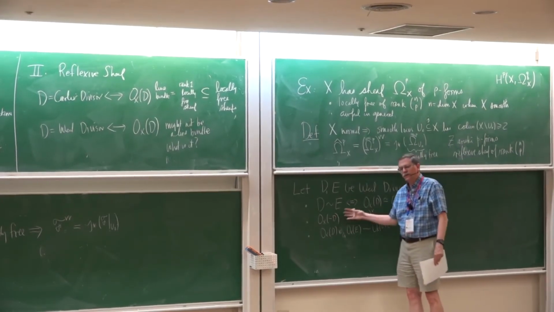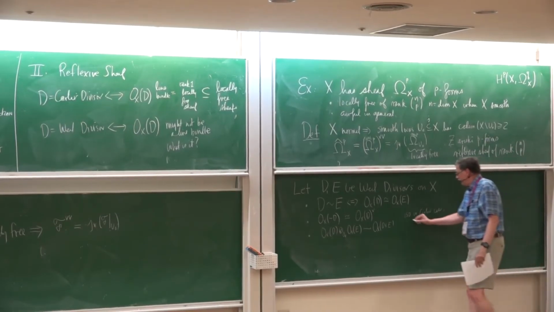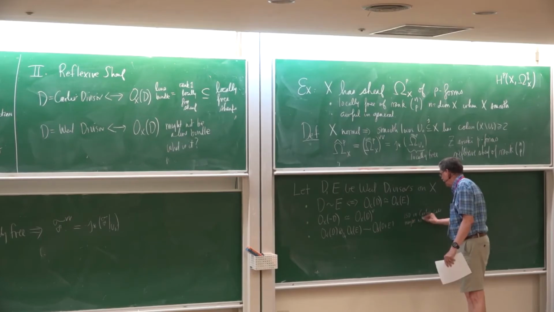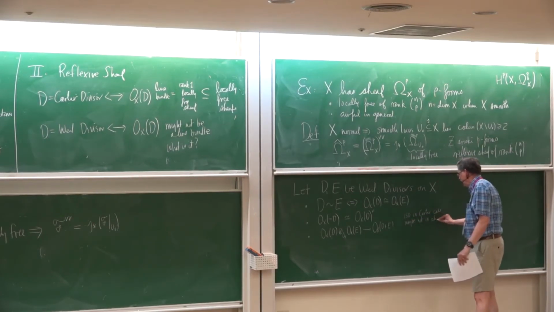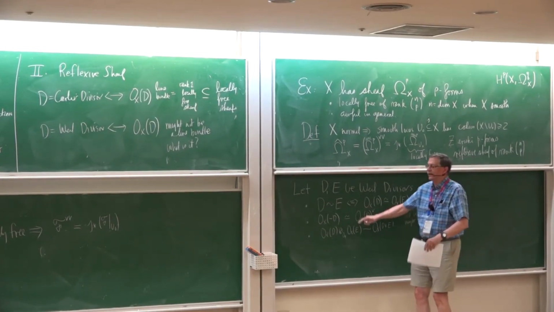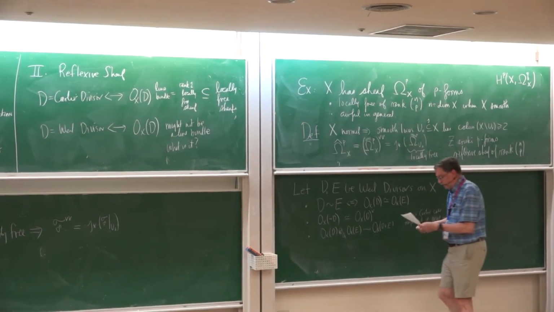You know, it's a line bundle, that's a line bundle. The tensor product is going to be a line bundle. But maybe not in the V case. So the tensor product of reflexive sheaves need not be reflexive. So it's a little trickier than that.